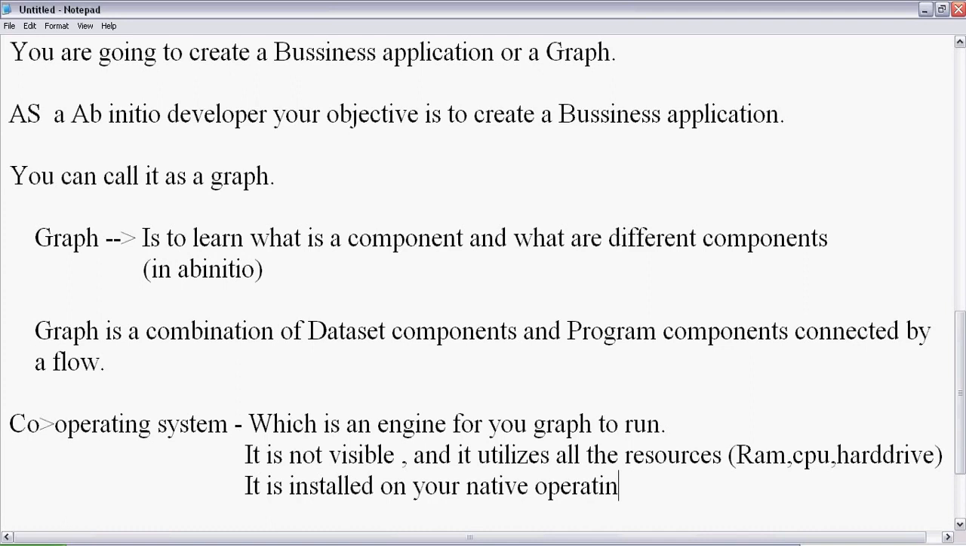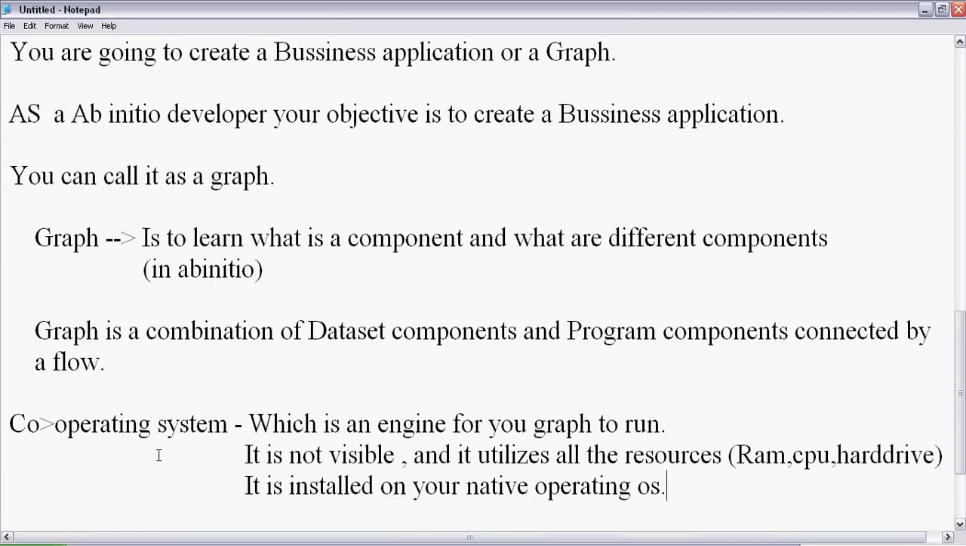For example, my native operating system is Windows XP 2000. So I will install the cooperating system on my Windows XP. So this is how the cooperative system and GDE are in Ab Initio.